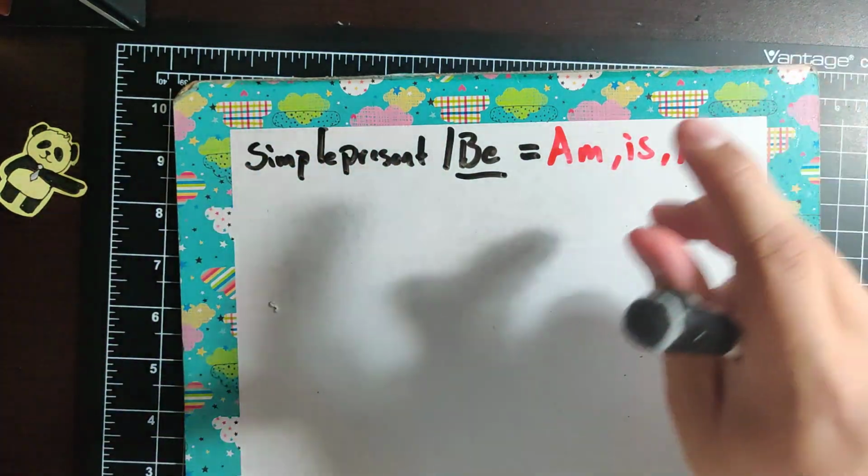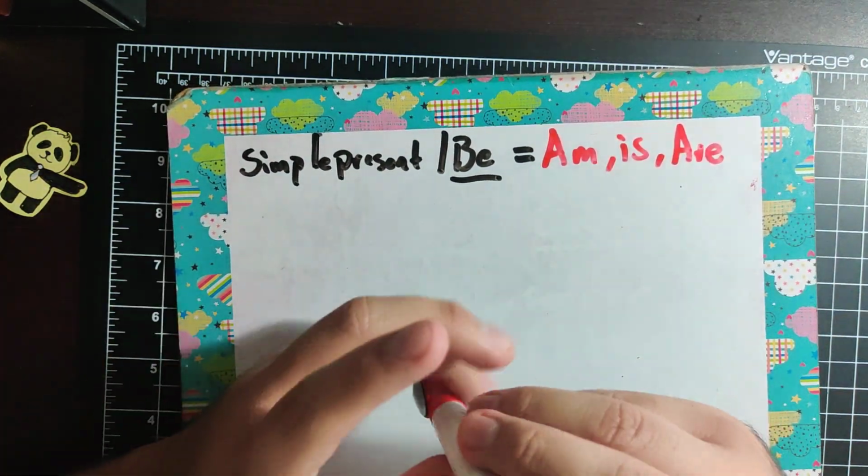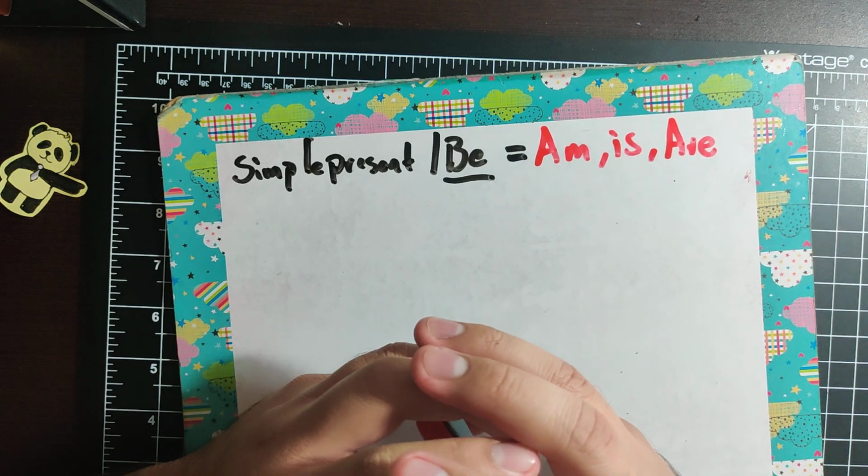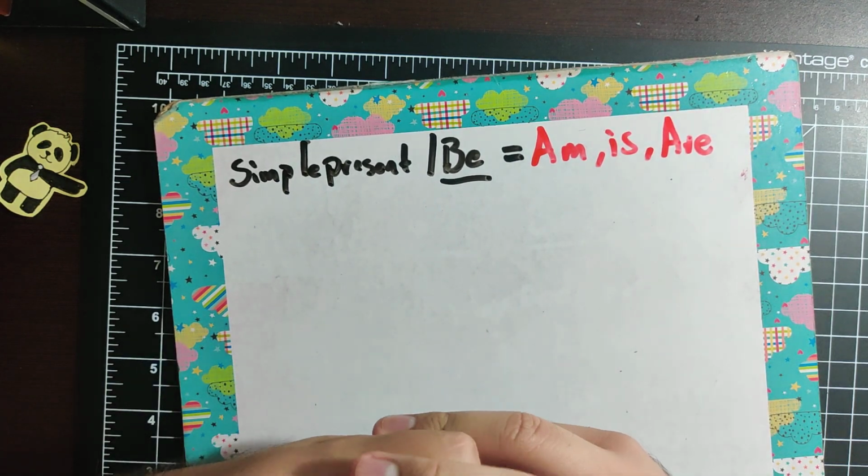Don't listen to those. No creas eso. Okay? Here's the thing. The verb to be is honestly extremely simple, extremely important.